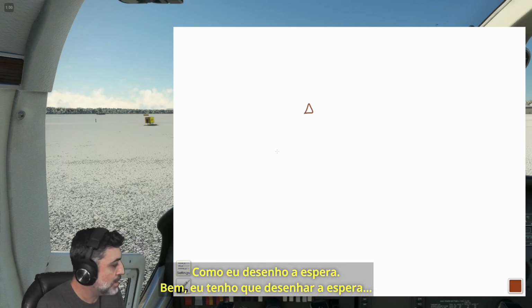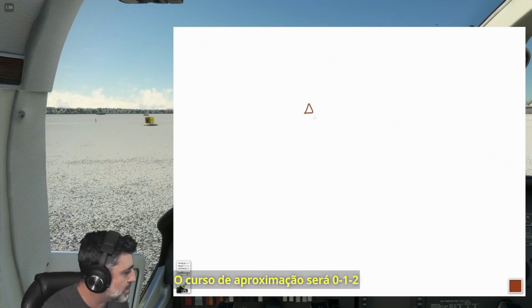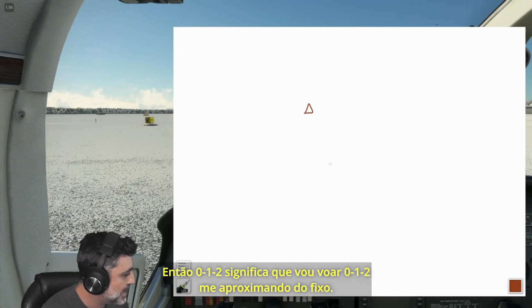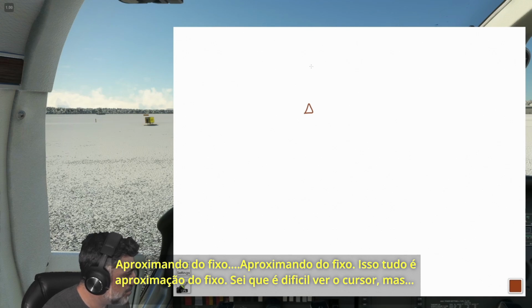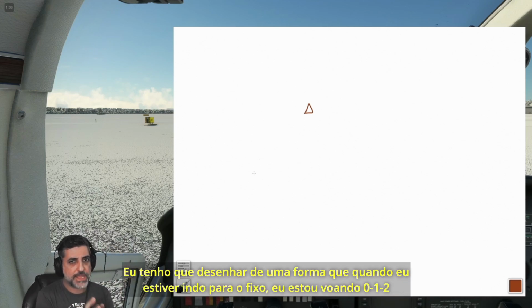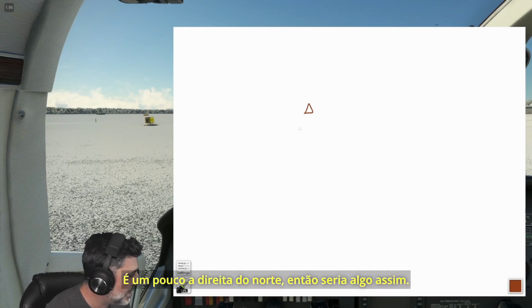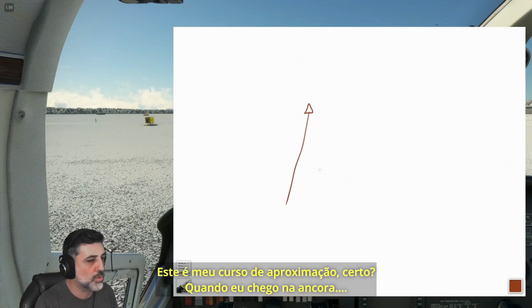How do I draw the hold? Well, I have to draw the hold with an inbound of 012. That's what defines the hold, the inbound course. So 012 means I'm going to be flying 012 inbound to the fix, right? These are all inbound to the fix. I know it's hard to see my cursor, but I need to draw it so that by the time I get to the fix, I'm flying 012. So that's a little bit right of north. So it's going to be something like this. That's my inbound course, right?